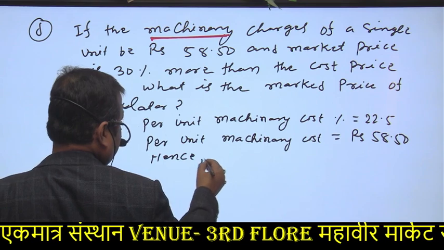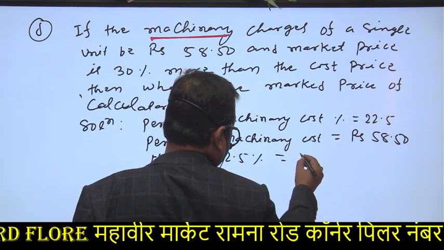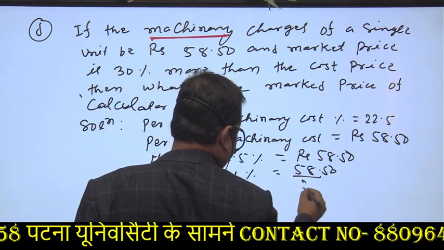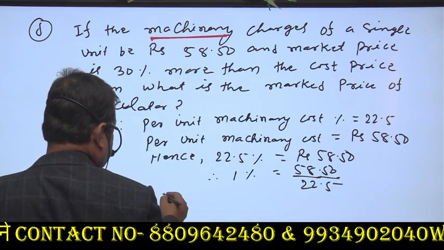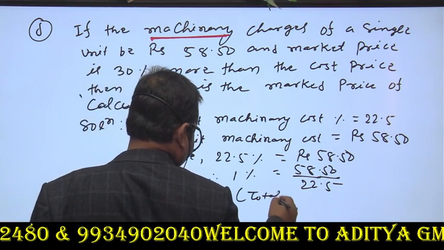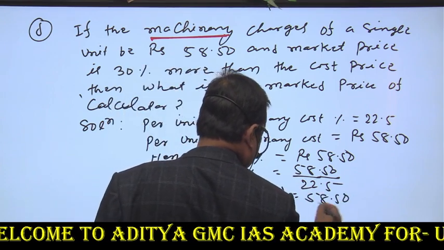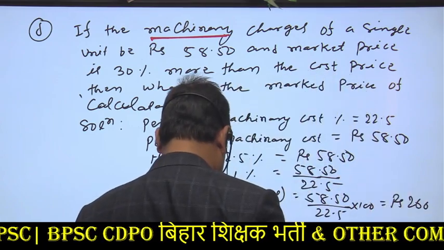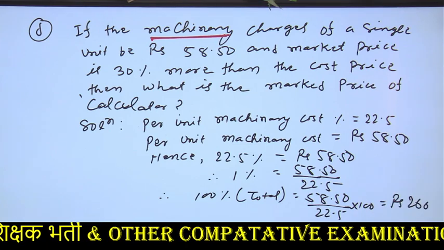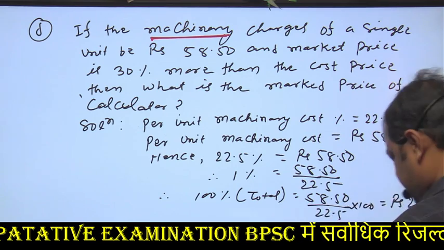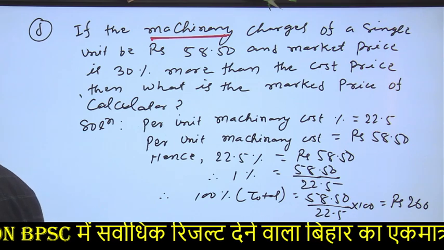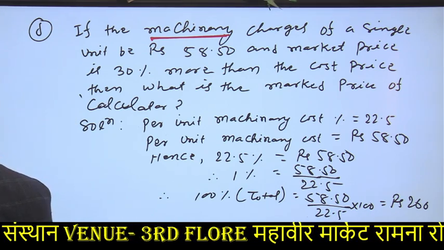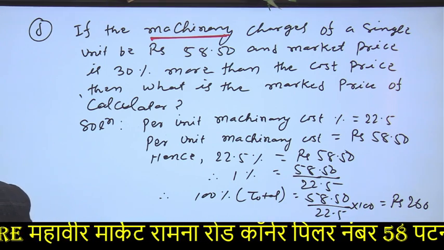Hence 22.5% equals Rs 58.50, 1% equals 58.50 divided by 22.5, therefore 100% equals total: 58.50 divided by 22.5 into 100 equals Rs 260.